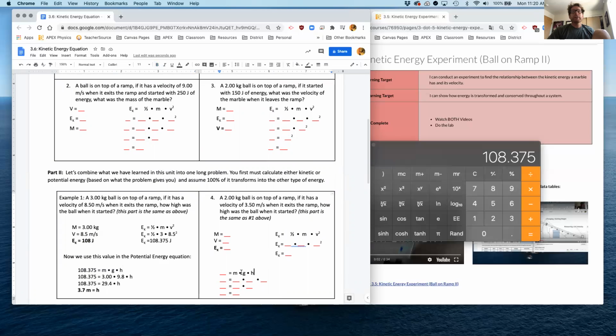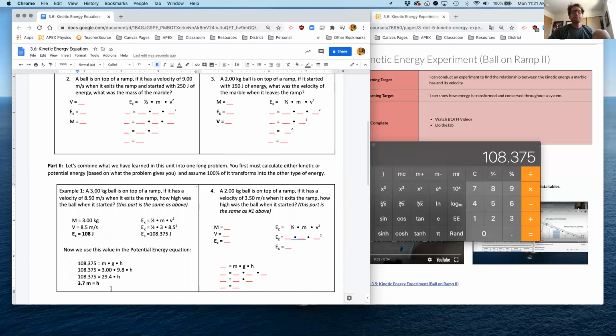I'm going to be using this equation for potential energy, but I'm going to be using this number as the potential energy. So 108 comes down here, and that equals mass times gravity times height. We know that the mass hasn't changed. It's still the same 3 kilogram ball times 9.8 times the height. This times this is 29.4, and then I divide both sides by 29.4 and I get 3.7 meters. That was my height.